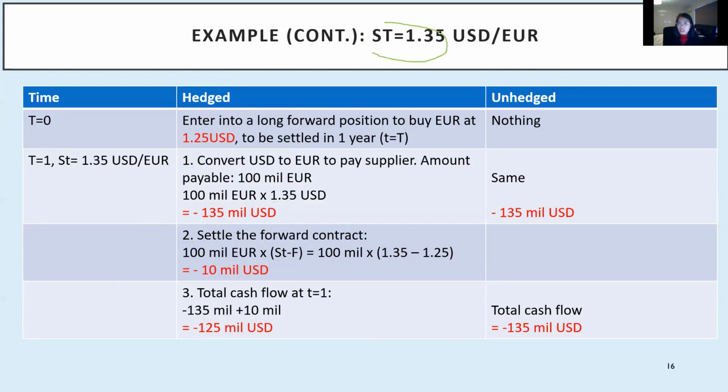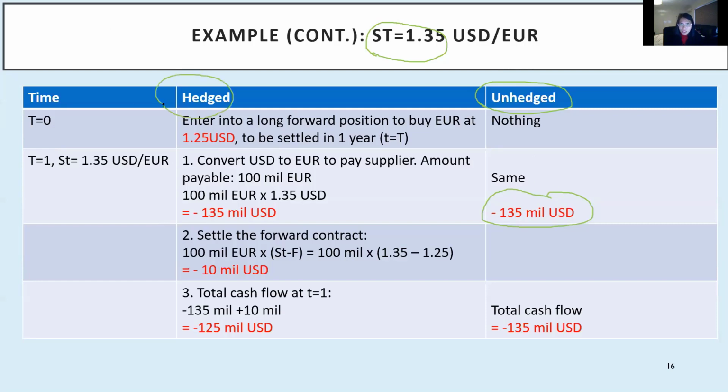In contrast, let's look at a situation where the future spot rate is higher than the forward rate. So in this case, my future spot rate is 1.35. With the unhedged position, once again, I'm just going to wait into the future, and I'm going to convert. I'm going to buy the euro at the future spot rate. So at the future spot rate of 1.35, I'm going to have to pay $135 million to buy 100 million euro.